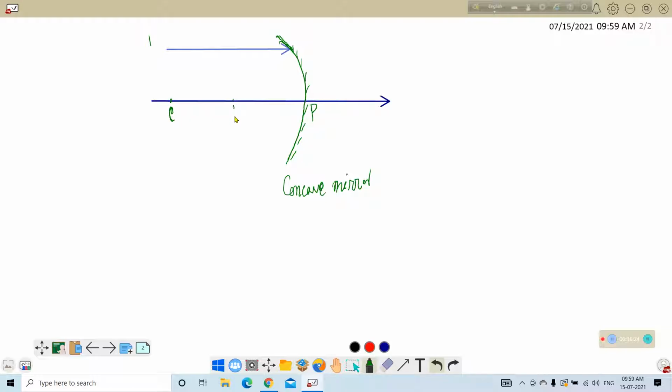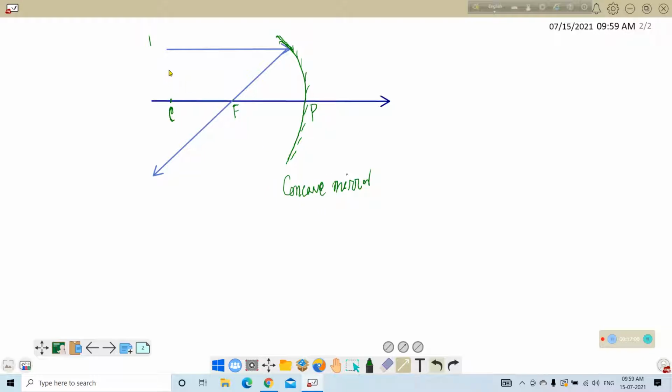Suppose this is the point, and this point is known as focus of this mirror. So, the ray we have taken here will pass to a particular point, and this point of intersection of the axis and the ray is known as focus. Okay.